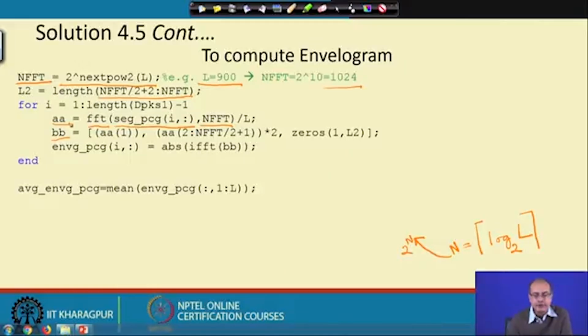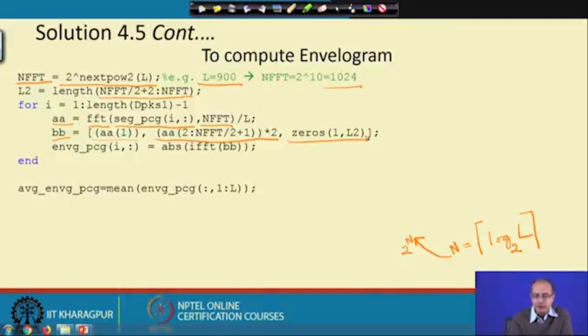Now, the corresponding analytic signal in the frequency domain is BB. So, we are taking the DC coefficient, which is not changed. The positive frequency coefficients should be multiplied by 2, that is from 2 to NFFT by 2 plus 1, and then the remaining part should be zeros.